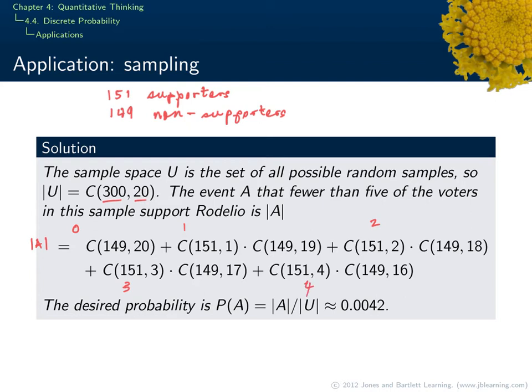So when you add all those things together, you get a number which is not given to us here on this slide. But when you compute that number and divide it by the size of U, which is 300 choose 20, you get 0.0042. So you should maybe pause the video and make sure that you're able to obtain that number.